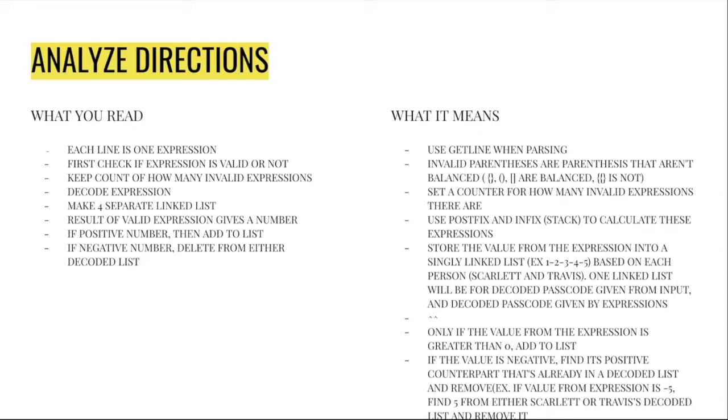We also read that the result of a valid expression gives a number. That's just saying once we evaluate the postfix, which we have to get from the infix, we can store this number into a linked list. If the value is positive, then we're going to add it to the list. However, if it's a negative number, we need to find the positive counterpart and delete that from either decoded list. So if we find out that Scarlett had a -2, we need to take out a 2 from either her list or Travis's list.